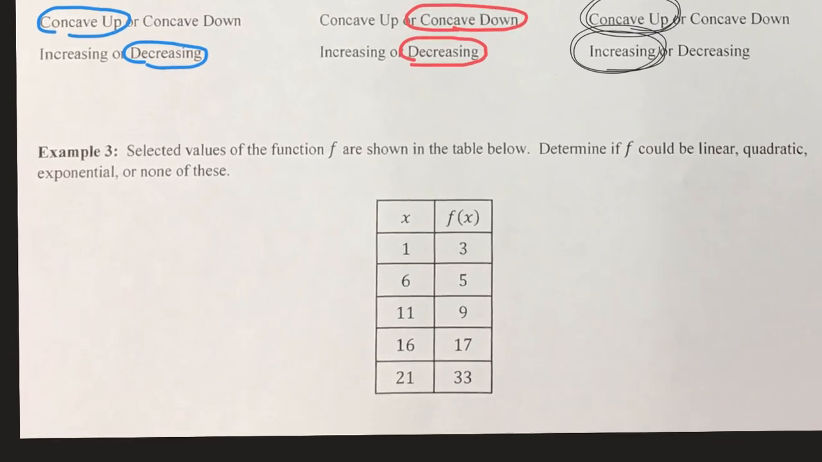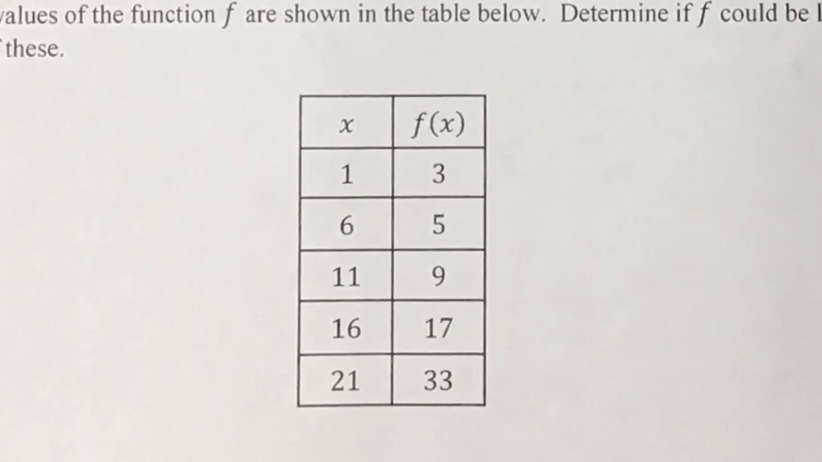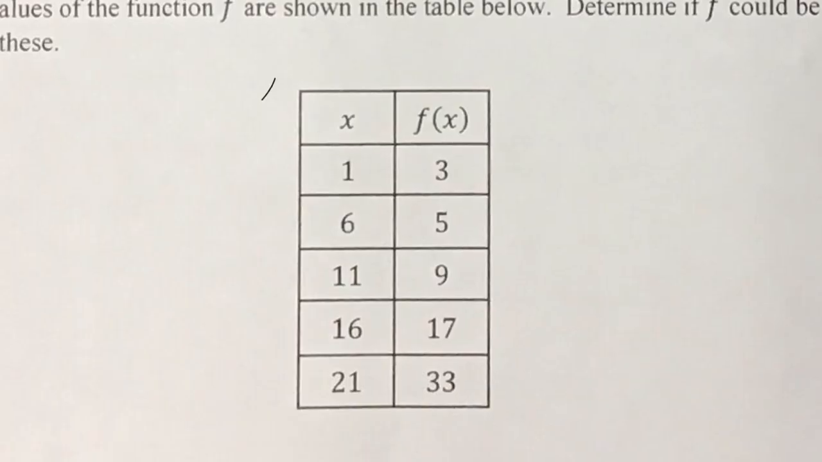Okay, so our last thing is the tables. The first thing that we check in the tables is always our delta x, right? In order for us to use a table to establish what type of a function this is, we need to have the same intervals. So 1 to 6 is plus 5. 6 to 11 is, okay. So that means that we definitely have equal length input values, right? Equal length. So they're all 5 units apart.